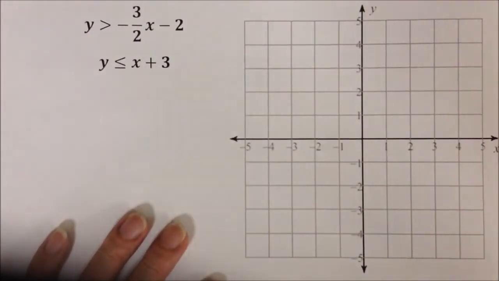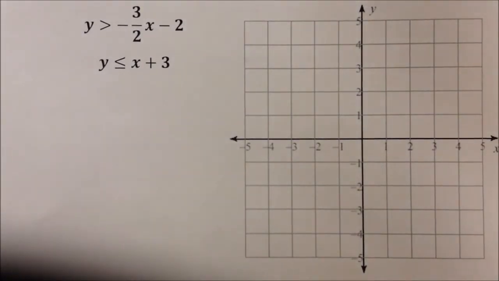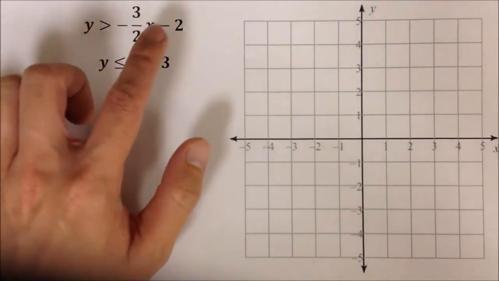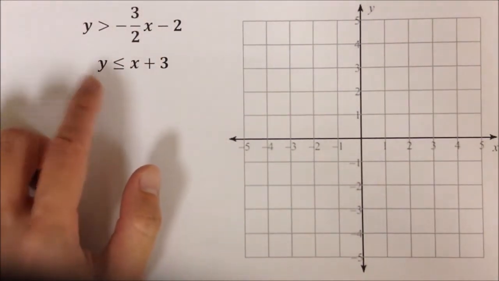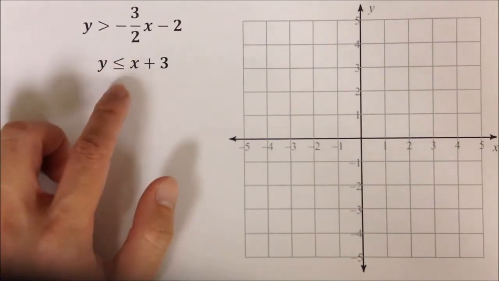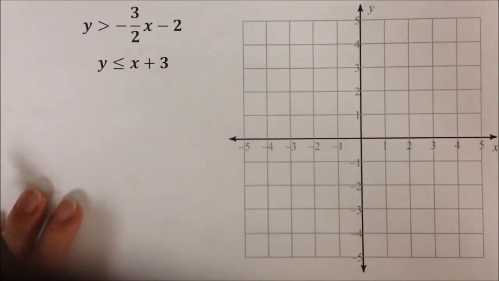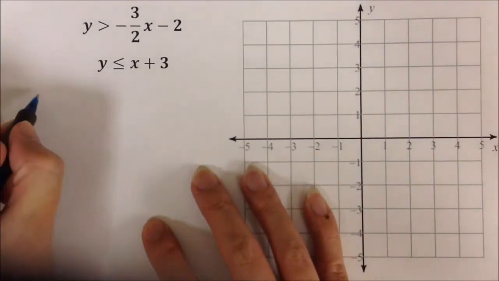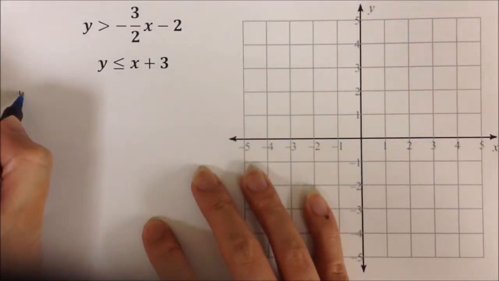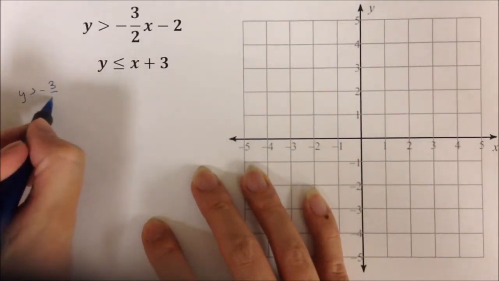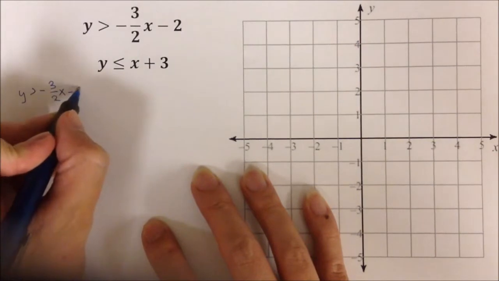Here we have our second system of linear inequalities. The first one says y greater than negative 3 over 2x minus 2. And the second one says y less than or equal to x plus 3. So let's work on the first one. Y greater than negative 3 over 2x minus 2.